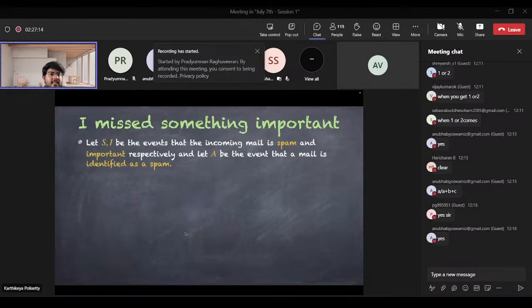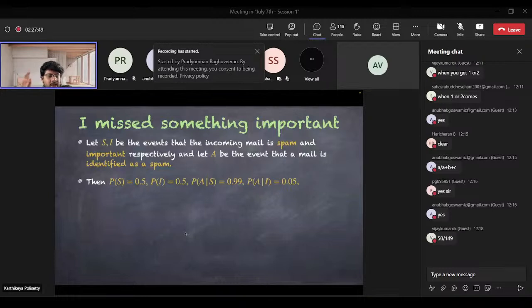So let S, I be the events that the incoming mail is spam and important, respectively. And let A be the event that a mail is identified as spam. So P of S, given that half of my mails are spam, is 0.5. P of I, the remaining, is 0.5. P of A given S: if a mail is spam, the software identifies it with probability 0.99. If it is important, then it is identified as spam with probability 0.05. So P of A given I is 0.05.